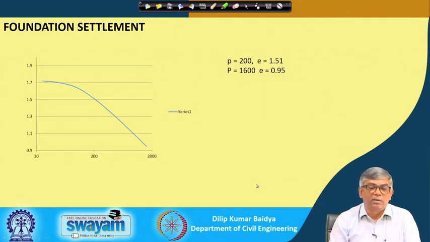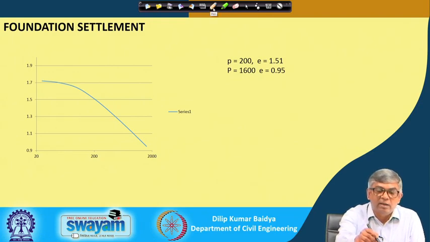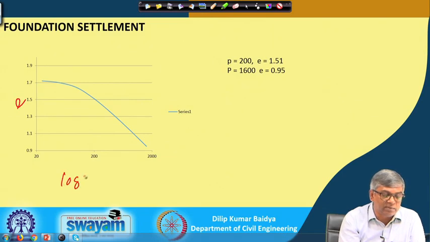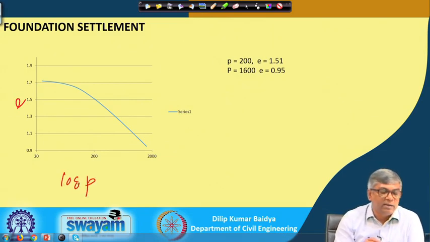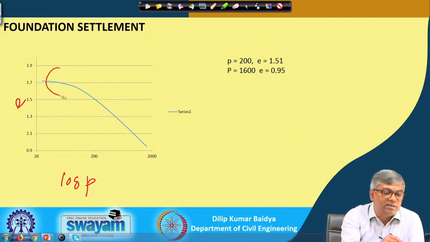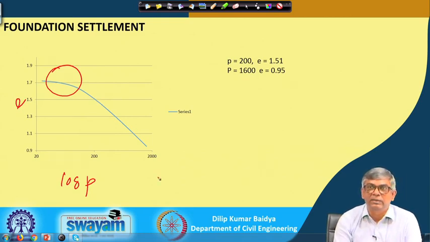And you can see now, I have just plotted this in Excel, and this is E and this is log P. Okay. And in E versus log P, as we have mentioned, the initial portion will be a little curved and after some time it will be a straight line. So, it must be a normal consolidation case.